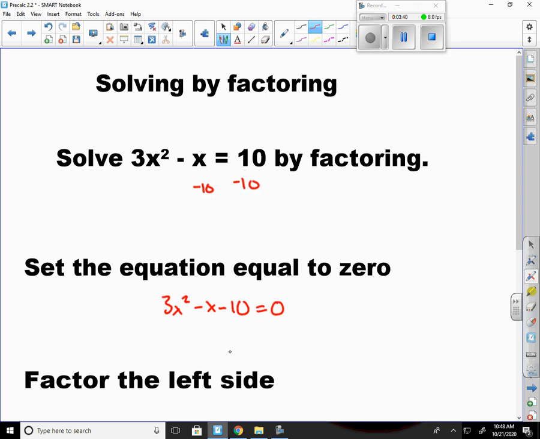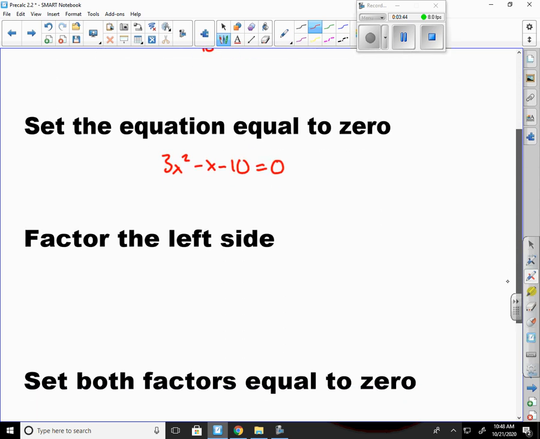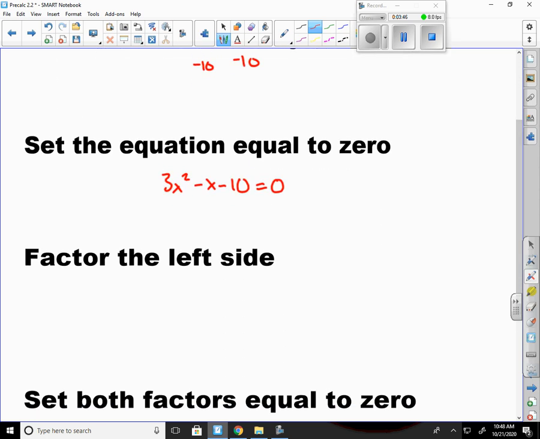Now that I have it set equal to 0, I need to factor it. So when I factor the left side out, that means that I need to come up with 2 sets of parentheses. And there's a couple things I can even do before that. The first thing I'm going to look for is a greatest common factor of all 3 terms. Is there something that goes into all 3 of these? In this case, there is not. So there's nothing that I could pull out ahead of time.